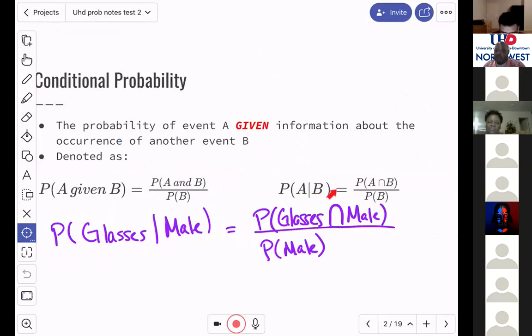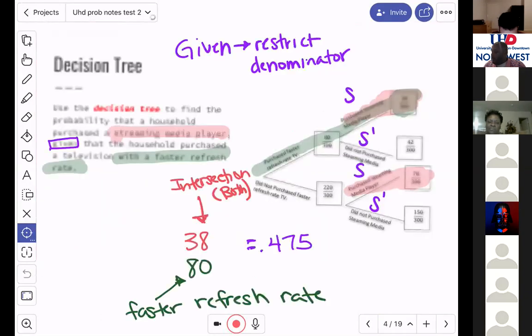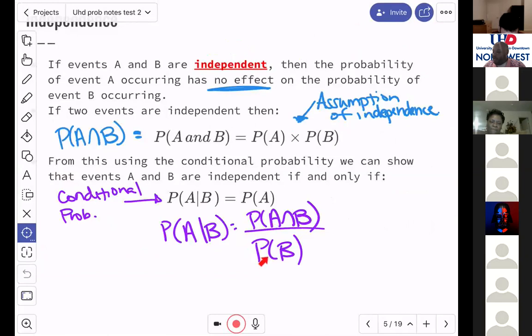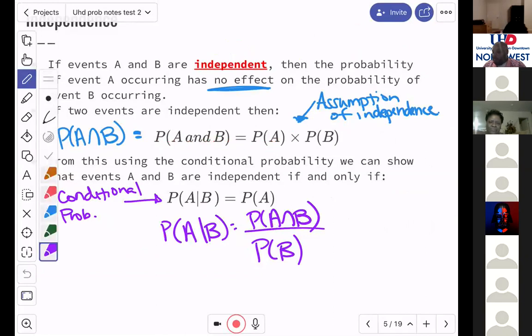Probability of A given B is equal to the probability of A and B divided by the probability of B. Restriction at the bottom, intersection at the top. But the intersection right here, probability of A and B, is just equal to what? The probability of A times the probability of B, and all of that divided by the probability of B.